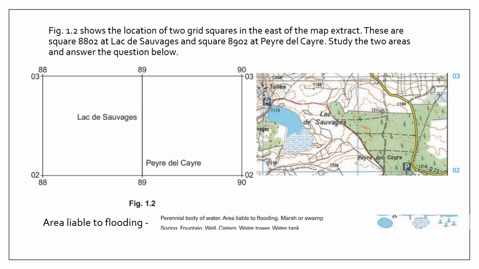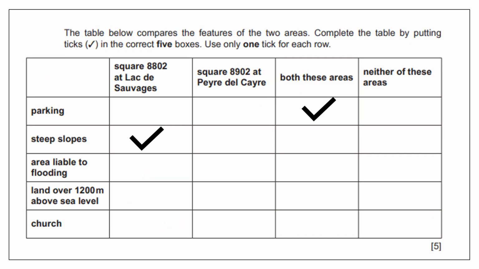Area liable to flooding. Well, let's have a look at what the key is. I'm looking for a sort of dotted blue line, so I need to find that on my map. I have an area in the first grid square and a very small area. That's why I need to be particularly careful in the other grid square. So from this, I can tick both these areas.